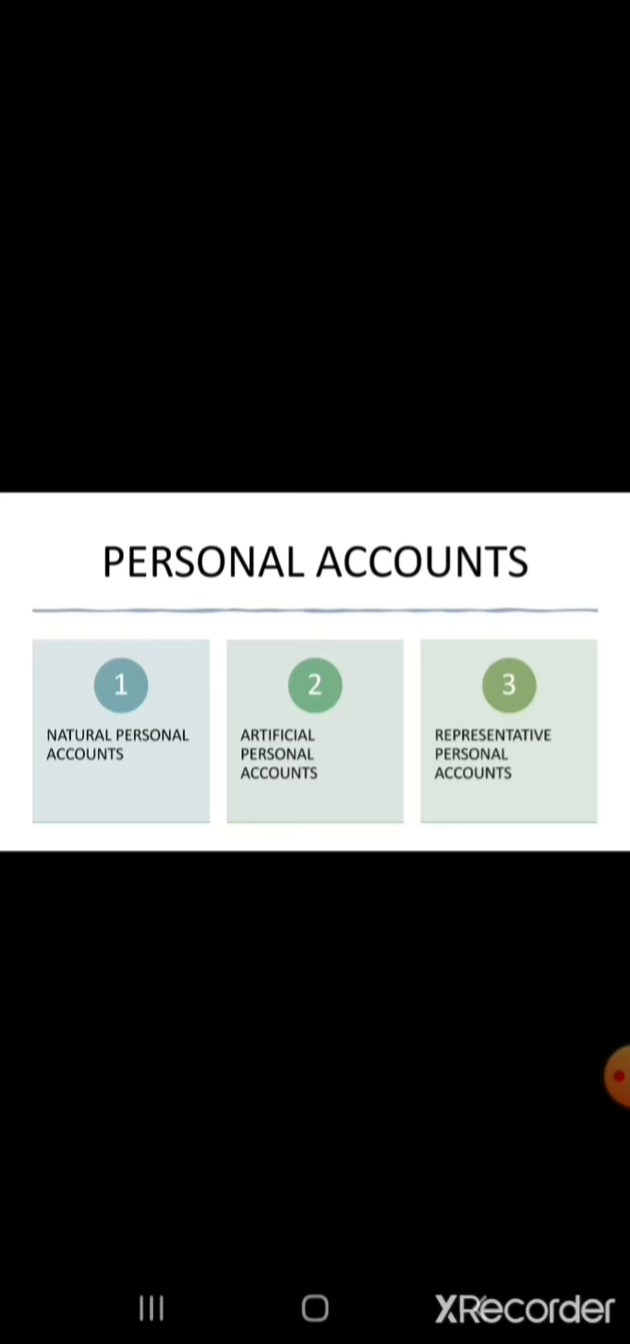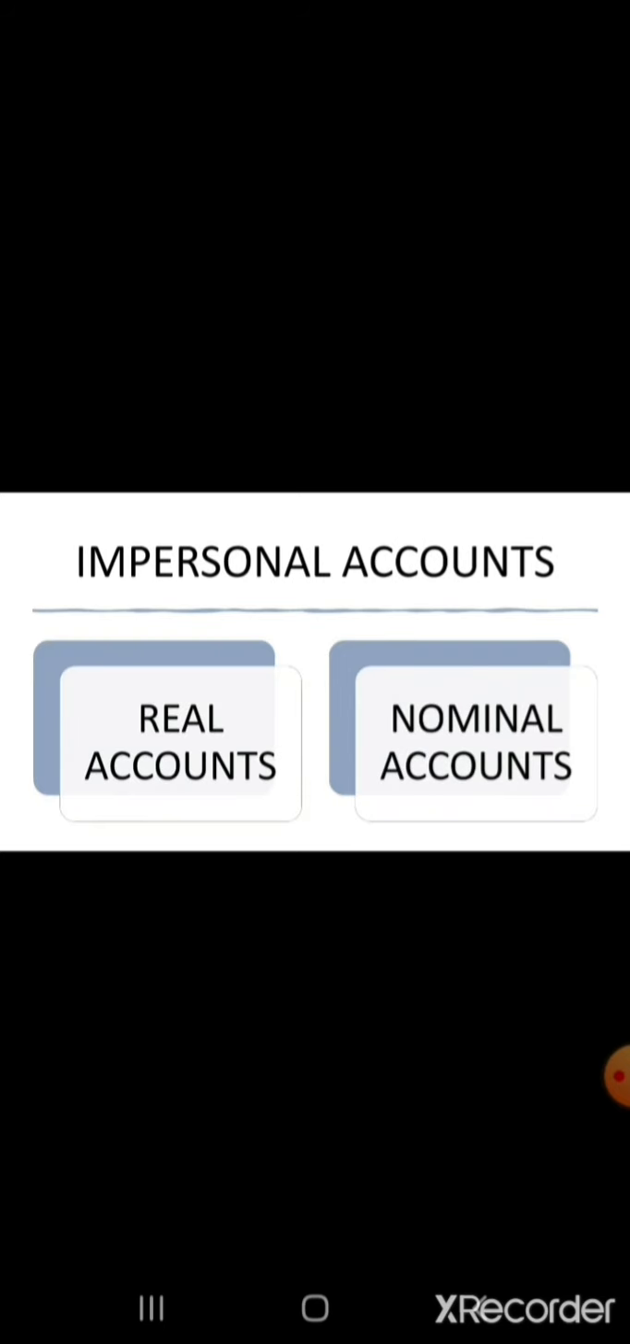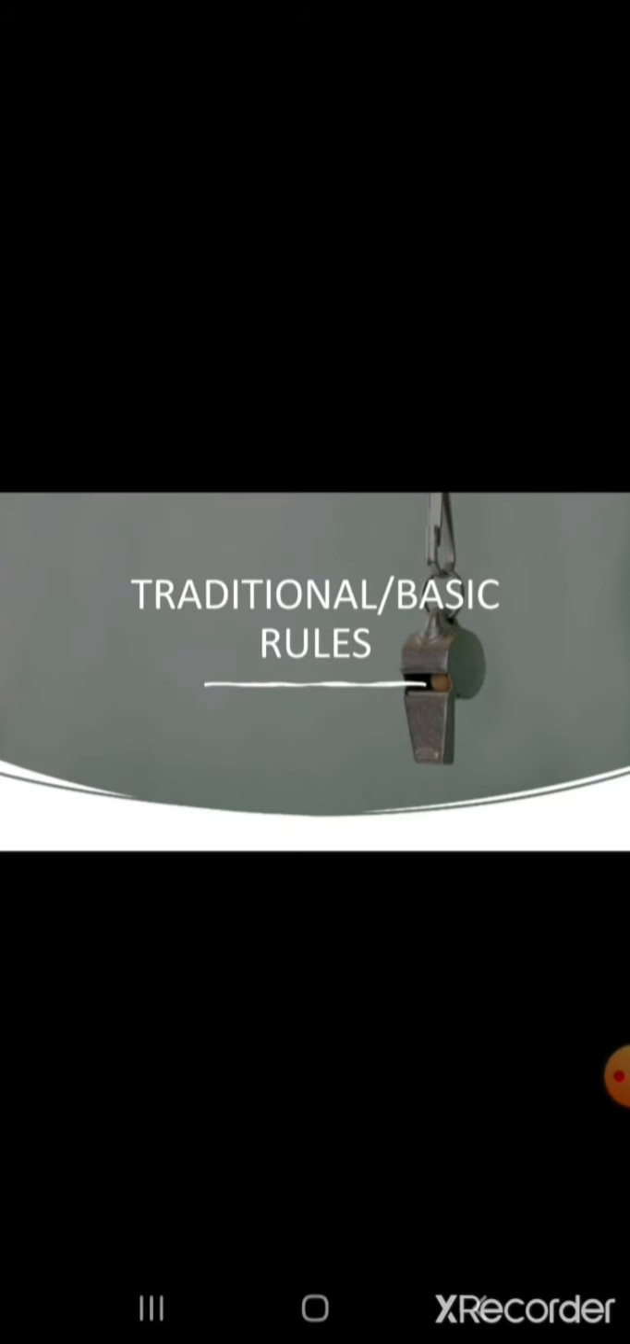Next, representative personal accounts. Representative personal accounts represent a particular person or group of persons. Examples: outstanding wages, prepaid expenses, accrued income, interest received in advance. All these examples come under representative personal accounts. Next, let us see impersonal accounts. Impersonal accounts are further classified into real accounts and nominal accounts. A real account consists of all assets and liabilities, whereas a nominal account consists of all direct and indirect expenses and income. These are the traditional or basic rules.